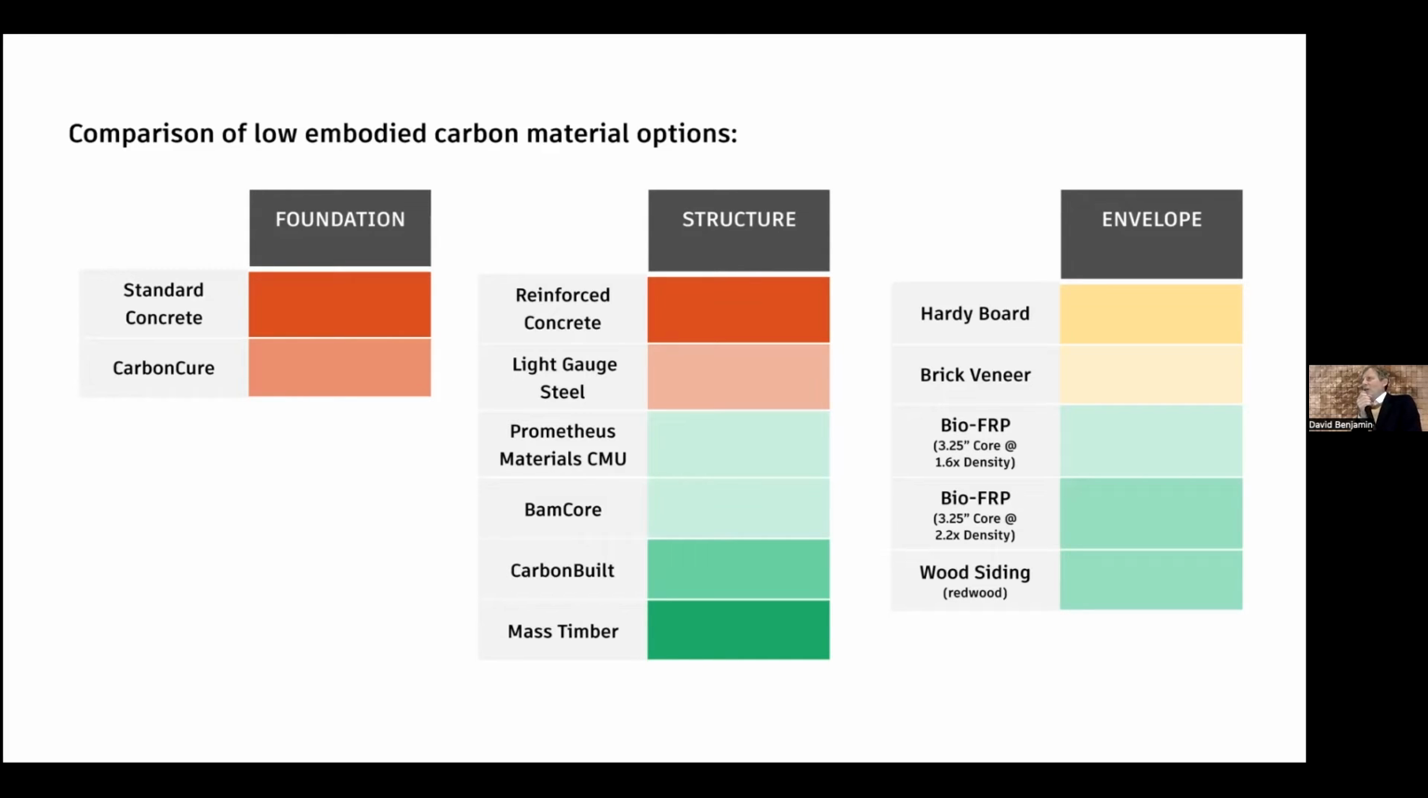The foundation, the red, the kind of hot spots, the worst side. Hard to get a foundation with low embodied carbon. But by the time you get to the envelope on the right-hand side, there's some good options. Even hardy board or brick veneer are okay. They're medium, yellow is medium.